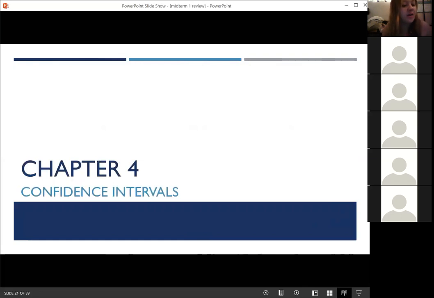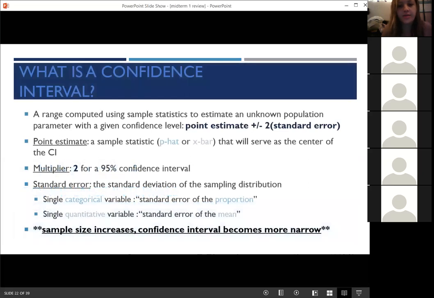When we talk about confidence intervals, remember we're talking about that range of the data that we are able to compute given either statistical software, or we can use this equation: point estimate plus or minus our multiplier times our standard error. I've been using 2 often just as an example because we often use a 95% confidence interval. So that multiplier of 2 is something we often use. Our point estimate is always going to be our sample statistic.